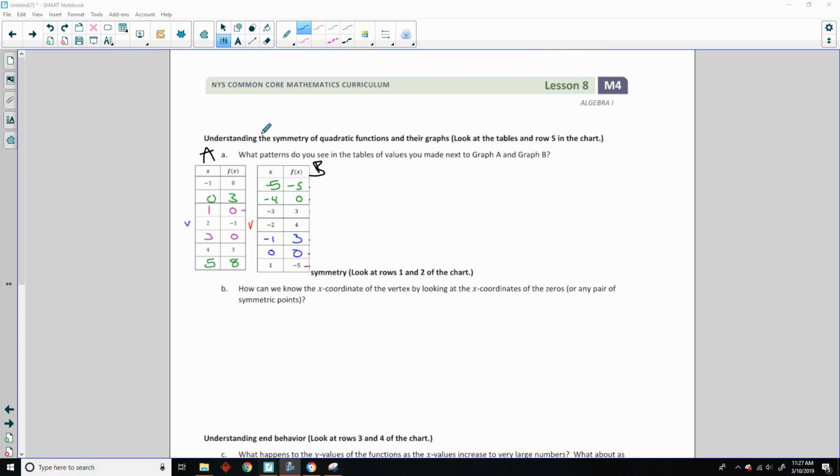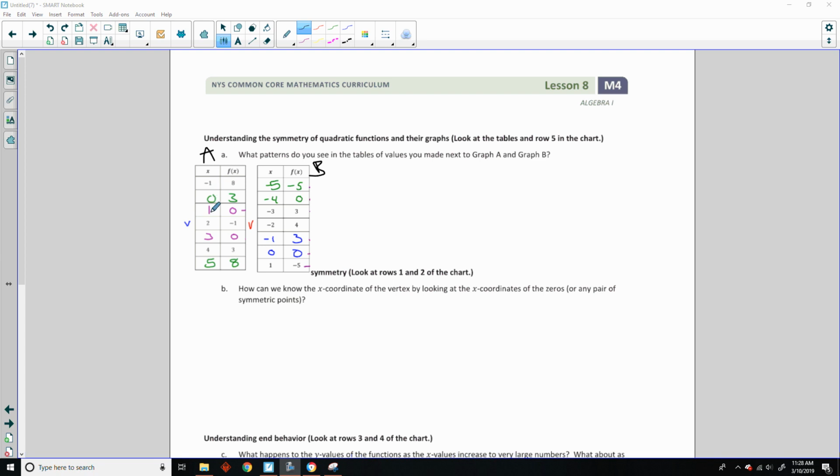Okay, so now it says, understanding the symmetry of quadratic functions and their graphs, look at the tables and row 5 in the chart. A. What patterns do you see in the tables of values you made next to graph A and graph B? So here are the two tables. Okay, so what patterns do you see?